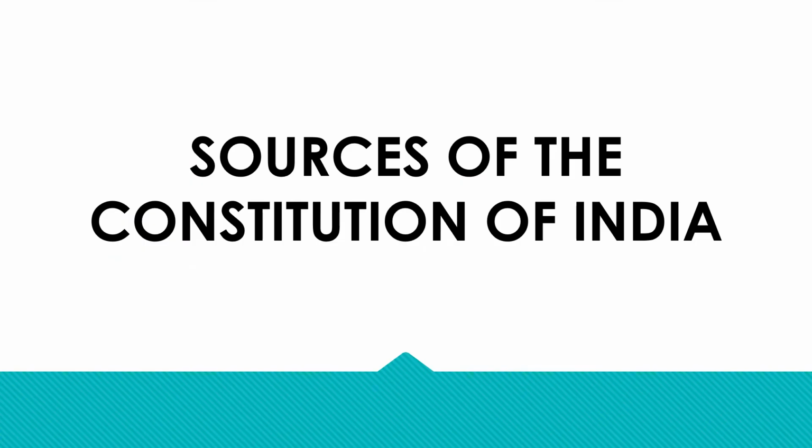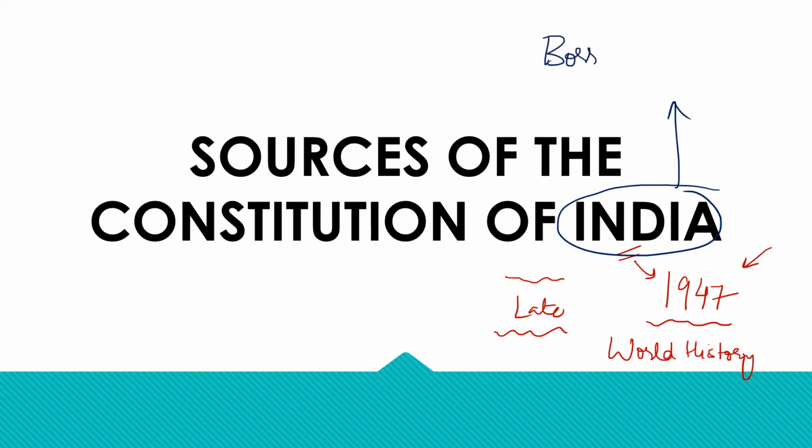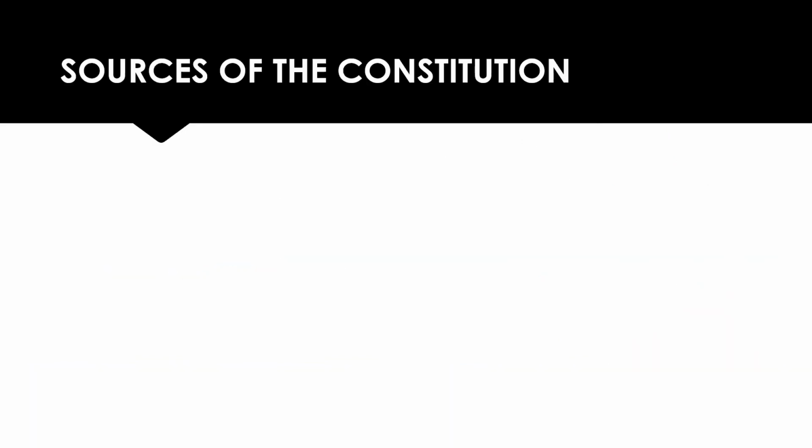Now, as you can see, India became independent in 1947, which, if you see in terms of world history, is quite late, right? So there were many nations that had become independent and that had their constitutions much before 1947. Therefore, it was only logical that those who were framing the Constitution of India took some inspiration or borrowed some ideas from other countries. And therefore, it's important for us to now see some of the sources from which the Constitution of India was framed. So let us look at some of the sources of the Constitution of India one by one.